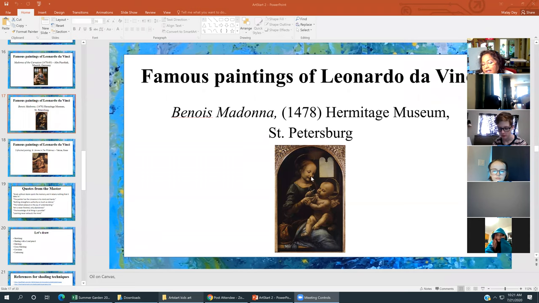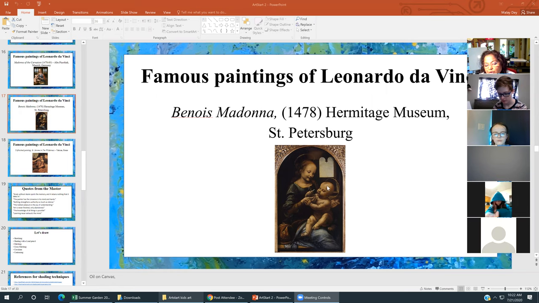True. And then I talked about a technique. It's called sfumato, right? Sfumato, where there's no lines really. So what he has done is the painting is just disappearing. The color is just disappearing into the background. That's like a sfumato technique.